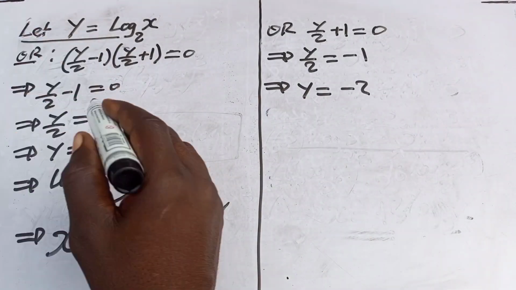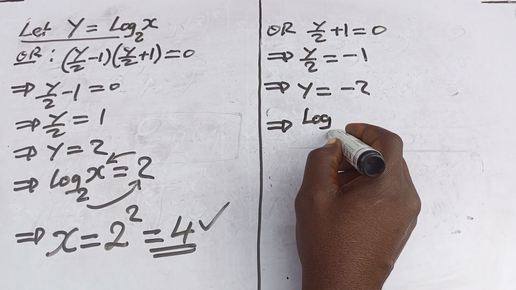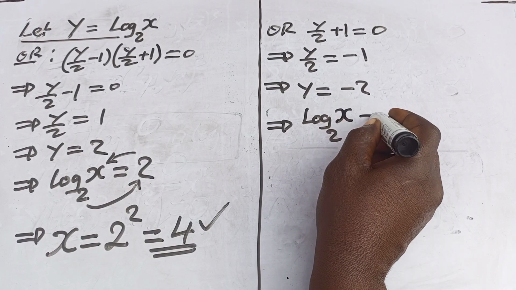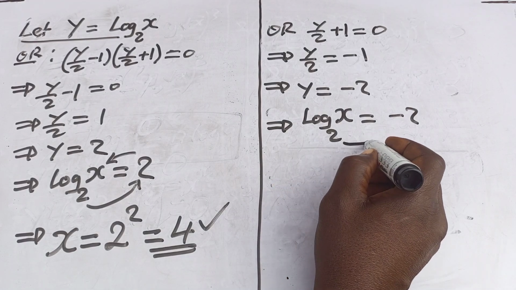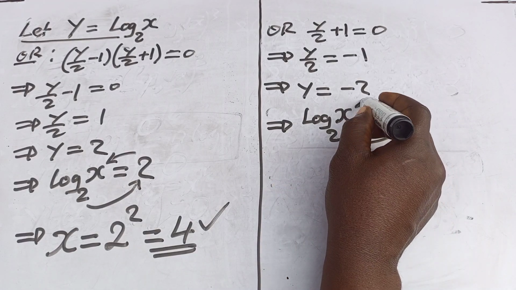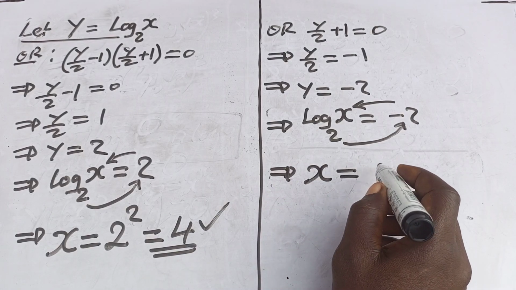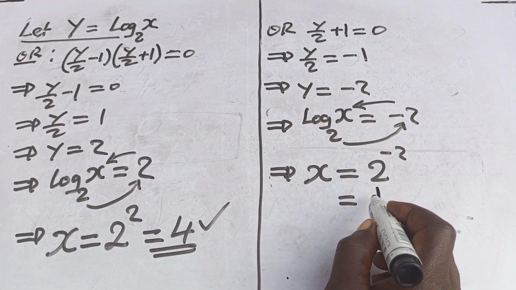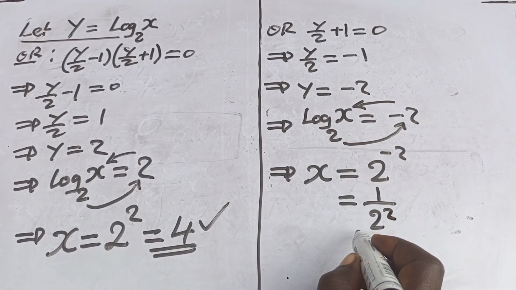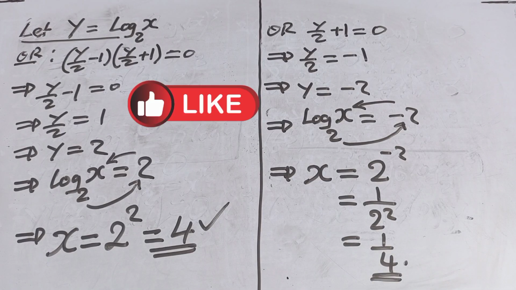But again, remember y is log to the base 2 of x. So this means log to the base 2 of x is equal to negative 2. Alright, again, when we take this and raise it to that power, we expect to have the argument. So this gives us the third value of x, which is 2 to the negative 2. And 2 to the negative 2 simply means 1 all over 2 squared, which is equal to 1/4. So our third solution is x equals 1/4.